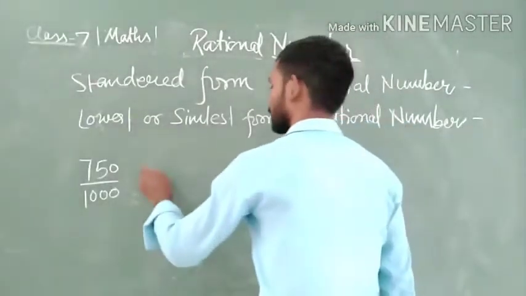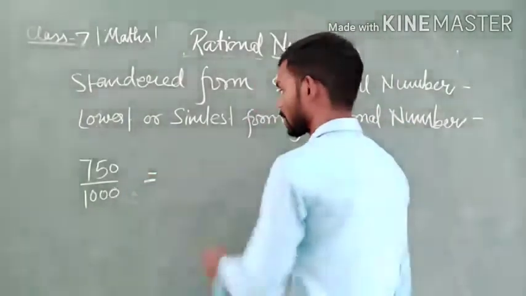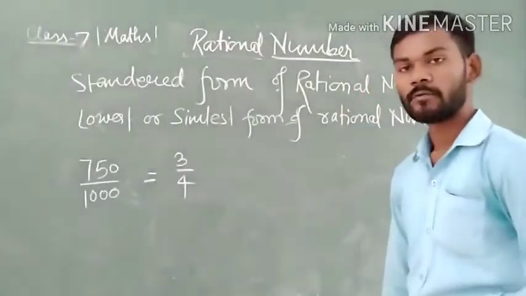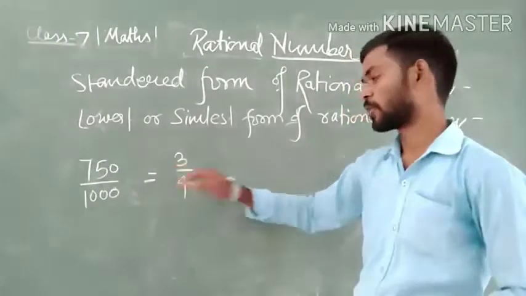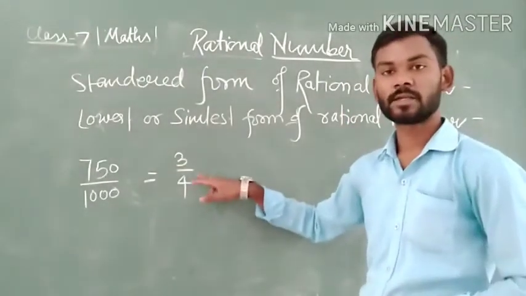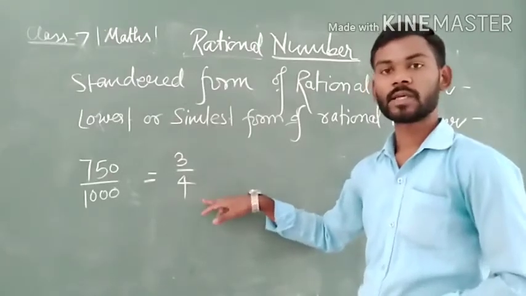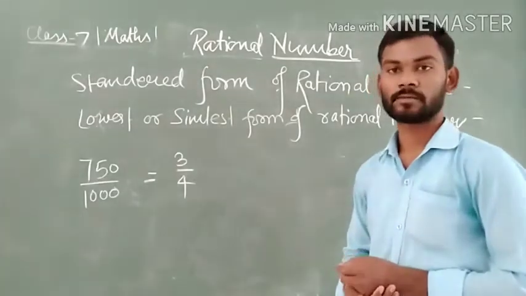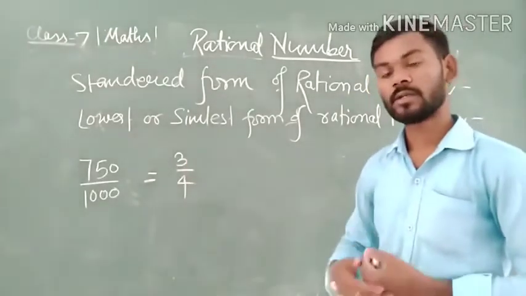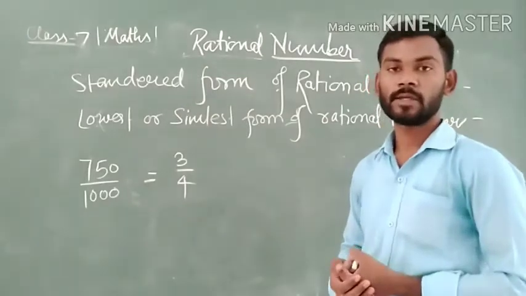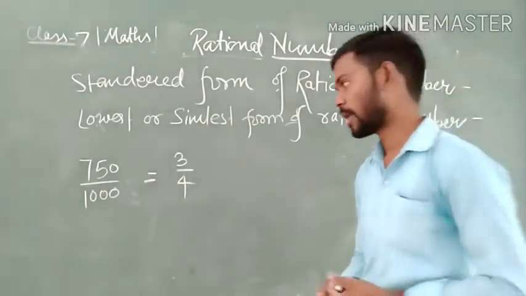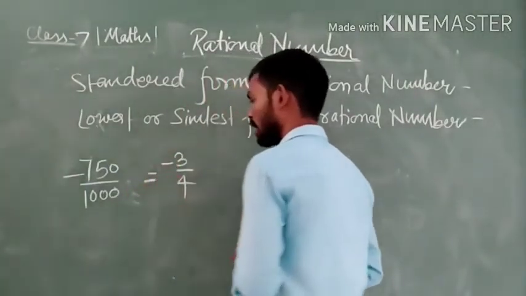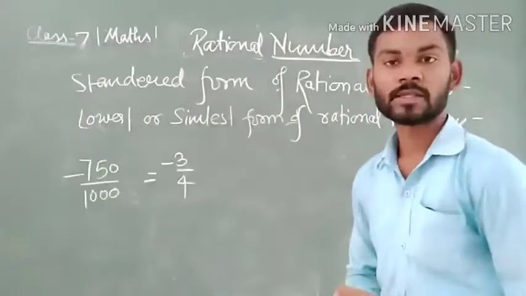So whenever we solve this, we get 3 upon 4. Okay? When we solve this, we get 3 upon 4. In this fraction or in this rational number, we can see that it has no common factor. Therefore, this is the standard form of rational number. If I put here minus, then it is necessary that we put the minus sign in the simplest form.